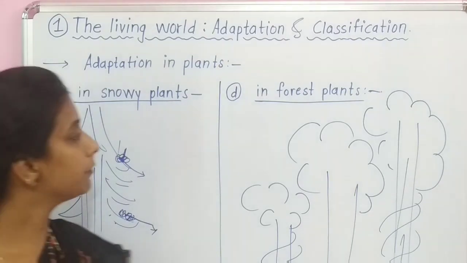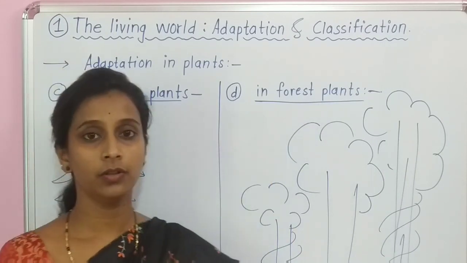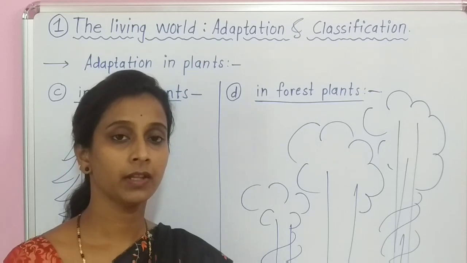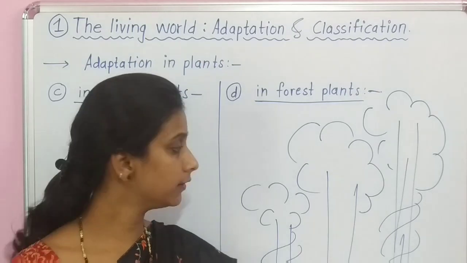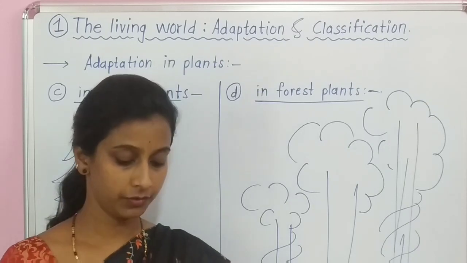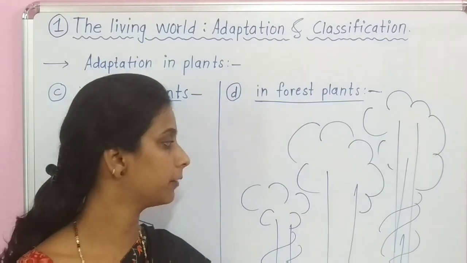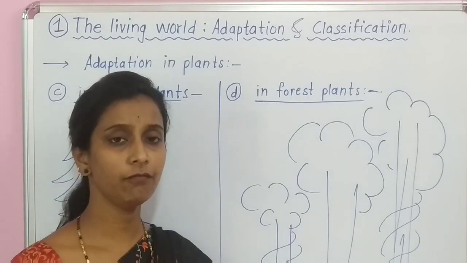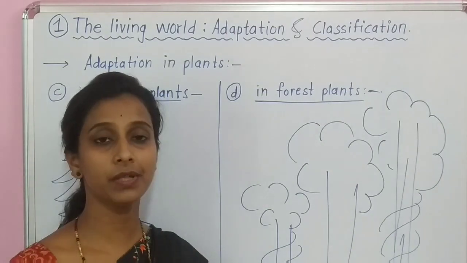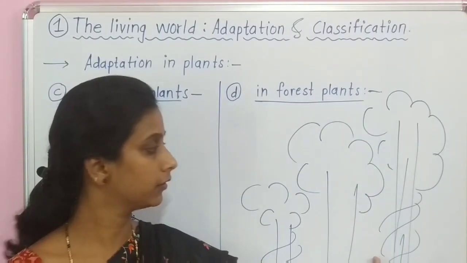Come to the next type, that is adaptation in forest plants. We know the forest has great varieties of plants. It is a dense area for the plants. Trees, shrubs, climbers, large trees, huge trees are present in the forest region. In this way the arrangement of trees, shrubs and climbers is also present there.